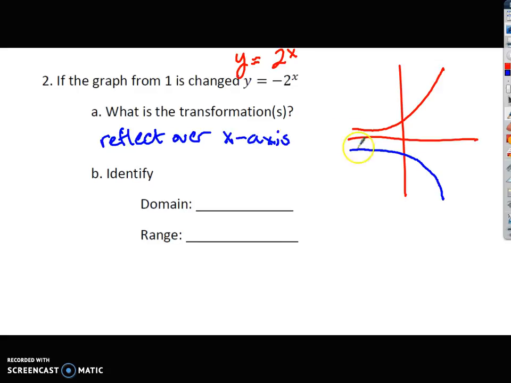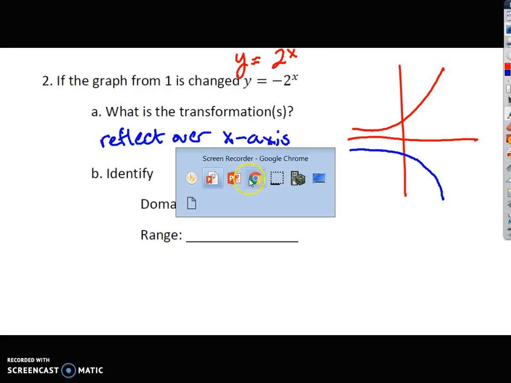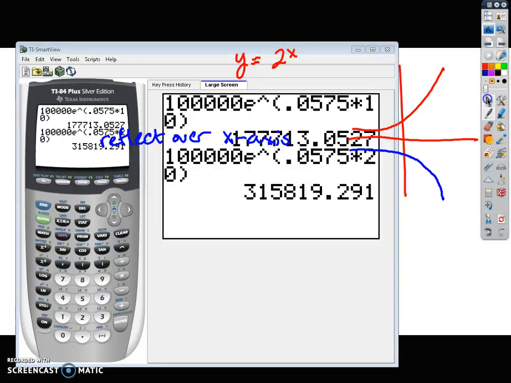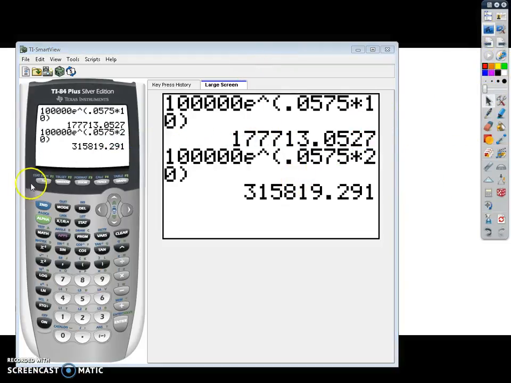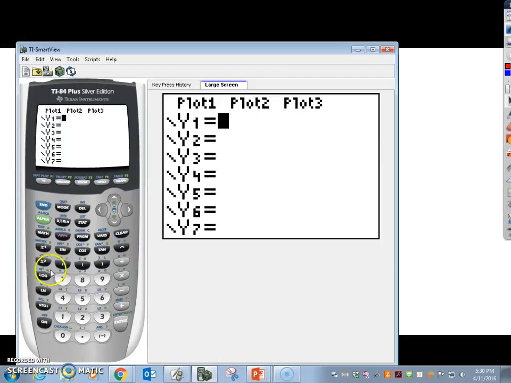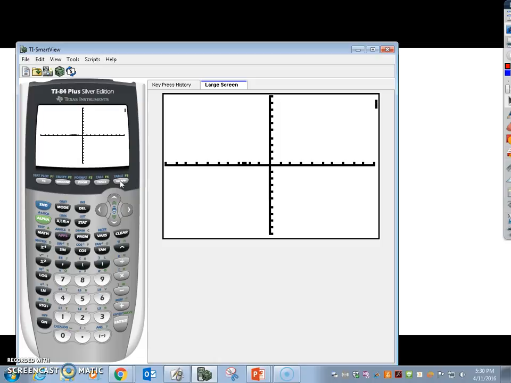And that's all. Just in case you're not sure, we can do it on a calculator. The first one is going to be 2 to the x power, and the second one is going to be negative 2 to the x power. So let's see what happens. This is 2 to the x, the original one, and this is negative 2 to the x. So you see, you just reflected over the x-axis.